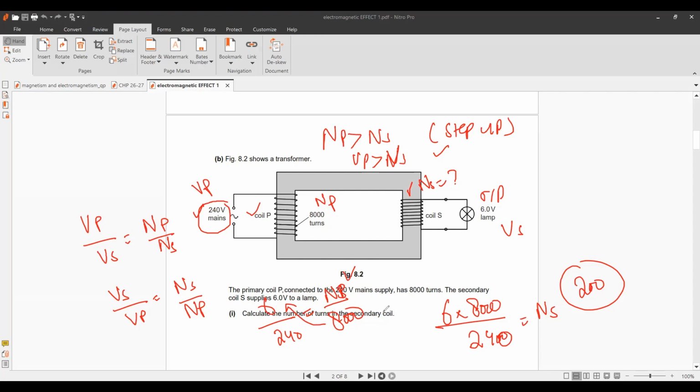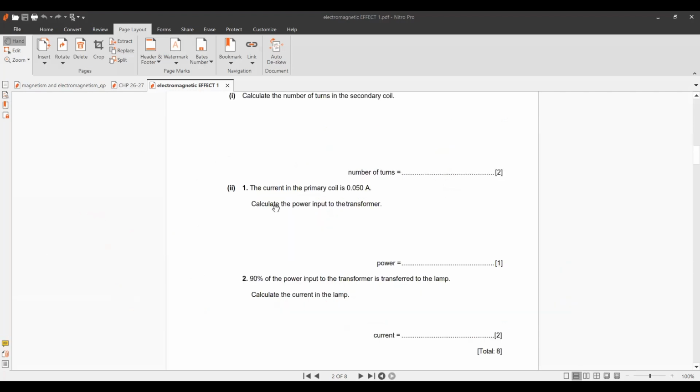Getting on to the next part, they have said the current in the primary is 0.50. Calculate the power input of the transformer. What is the formula for power input? Power is equal to VI. The voltage input is 240 times 0.50. So the power would be 12 watts.